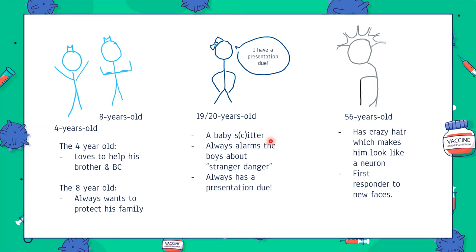So his hair keeps on standing on end so much that he kind of almost looks like a neuron. And he's always the first responder to new faces. As someone with anxiety, he consistently is on a lookout. All right, we have our three. Now let's move on.